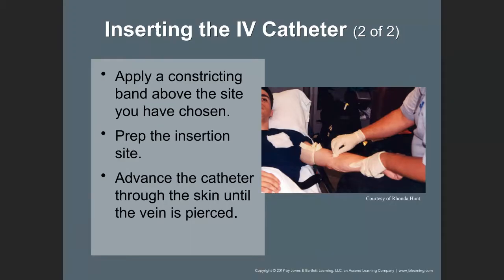Once you see flashback, lower the angle of the IV catheter, advance the catheter while removing the needle. Never reinsert the needle. So once you start to pull the needle out, do not reinsert it. You can shear the tip of the catheter and create an embolus.